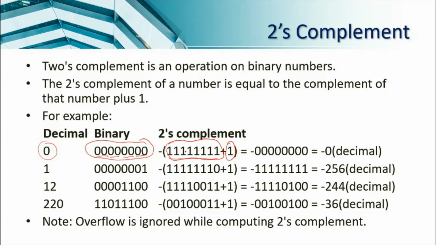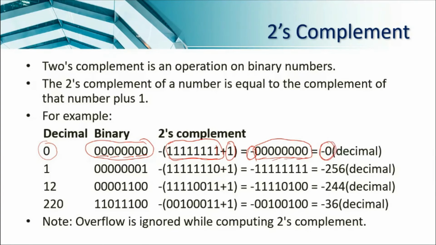Then 1 is added to this one. So 1 plus 1 becomes 0 in the case of binary. Then another 0, all the 8 zeros will be there, and the last carried digit is truncated off. So there will be 8 zeros and a minus symbol is also there. So it is minus 0 in decimal.